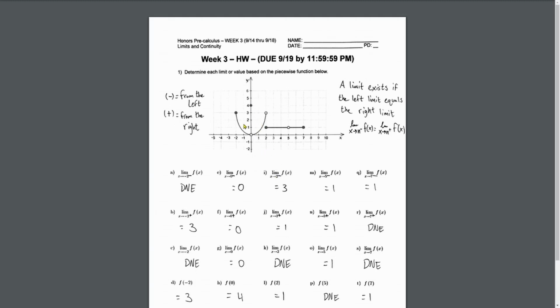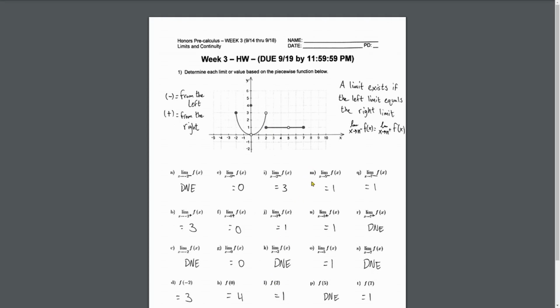So from the left side, if we're approaching x equals 2 from the left side, it looks like these y values are getting bigger and bigger, and they approach y equals 3. From the right side, it looks like all of these y values are staying the same, and it looks like it's approaching y equals 1. So the left limit would be 3, and the right limit would be 1. So since these two limits do not equal each other, the overall limit does not exist. Finally, evaluate the function at x equals 2, and the solid point is at y equals 1. So f of 2 equals 1.